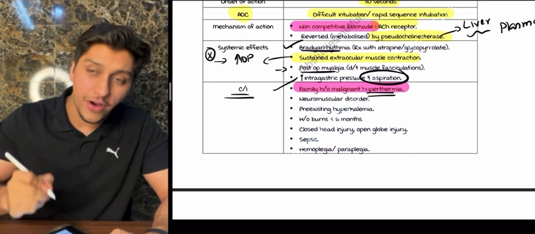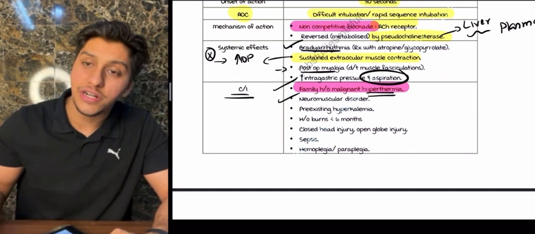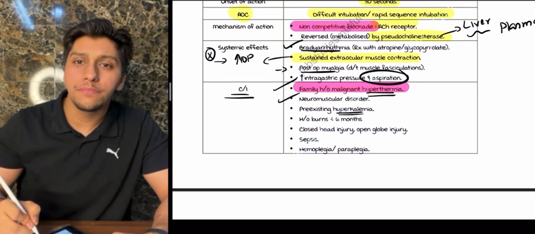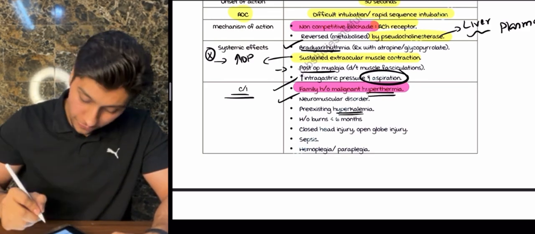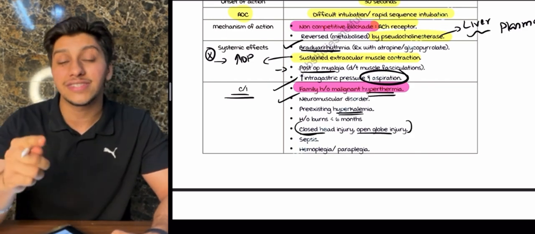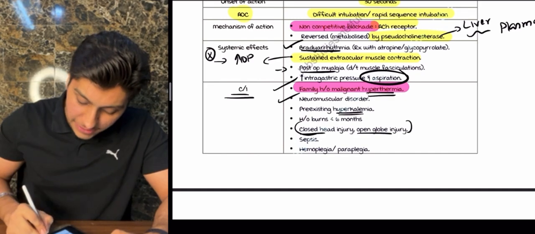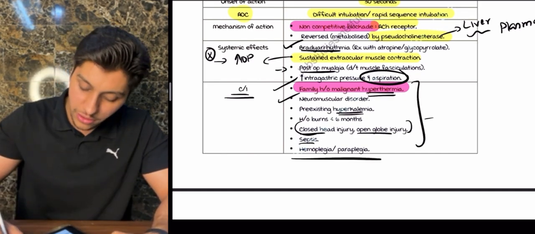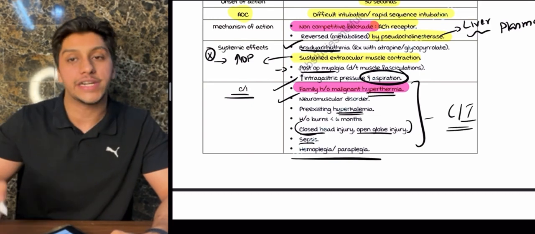All the other causes of hyperkalemia, like neuromuscular disorders, pre-existing hyperkalemia, any burn patient who is less than 6 months, a closed head injury or an open globe injury. Why? Because it raises the intraocular pressure. Also sepsis and hemiplegia or paraplegia. These are the conditions where succinylcholine is contraindicated.